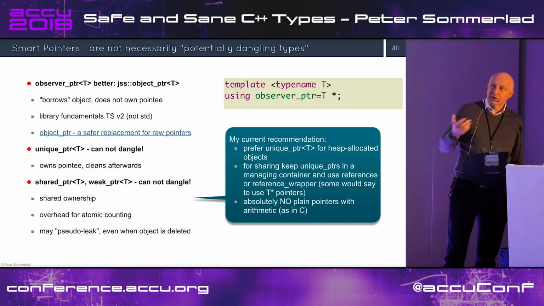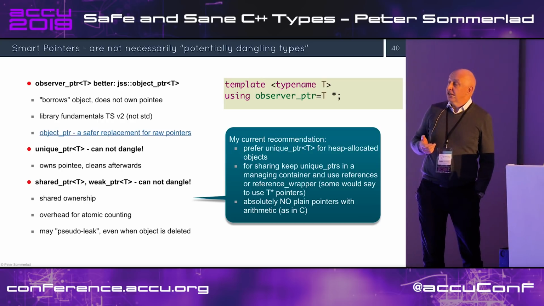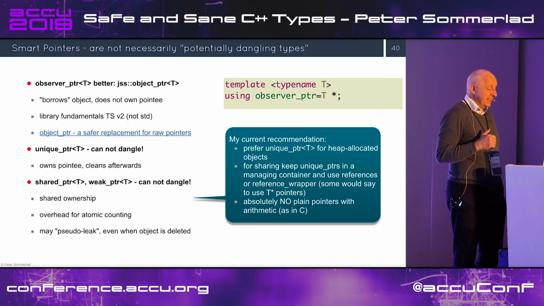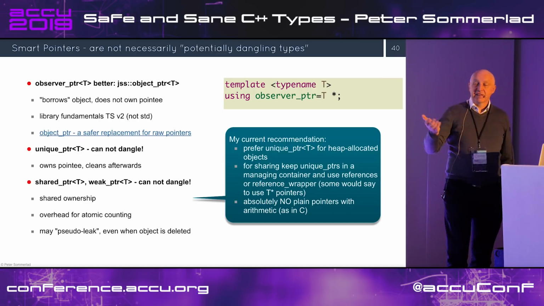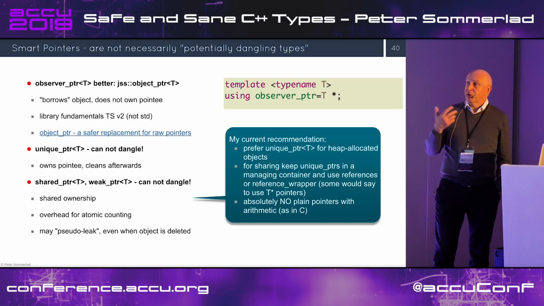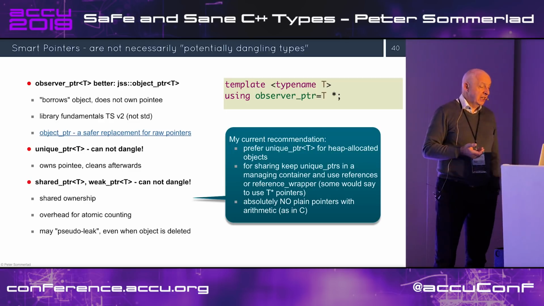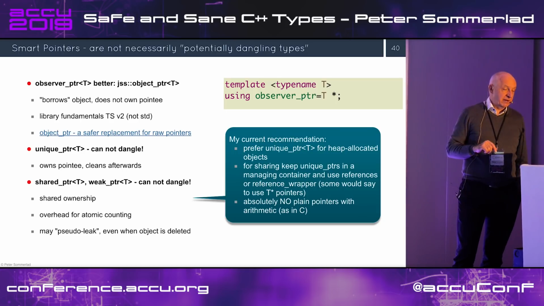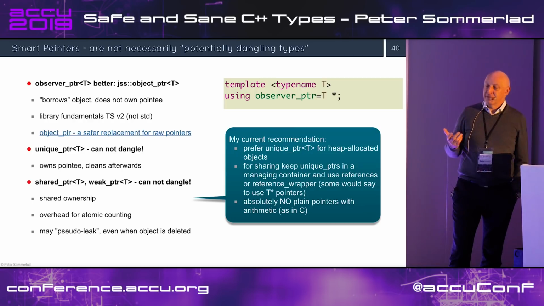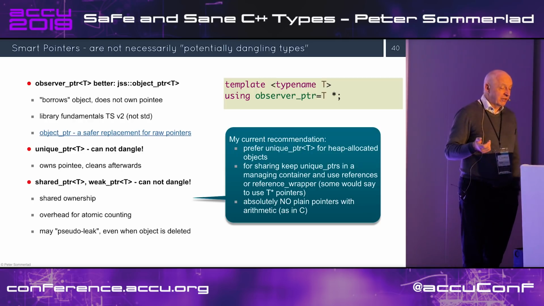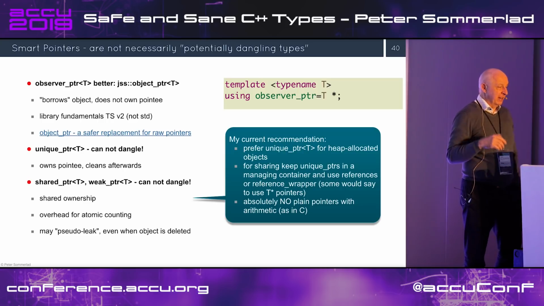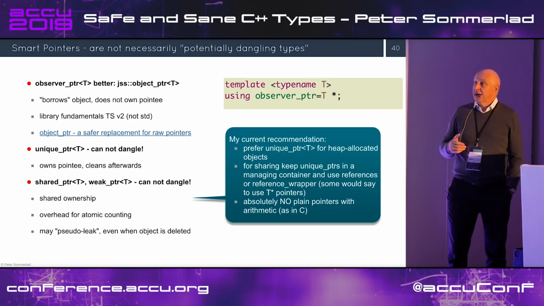So there are proposed wrappers. One was called observer pointer. It's a little bit more elaborate than what the alias says, which says, okay, this is a single object pointer that borrows the object and doesn't own the pointee. It's in the library fundamentals TS, but it's not in the standard of C++20 because people couldn't agree on what it actually means, or whether it is really useful. The core guideline author said, no, it's not useful. We have that concept as a single pointer.